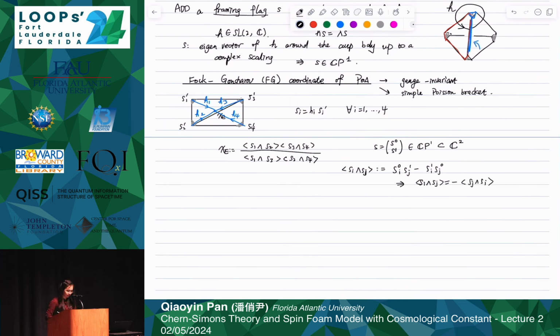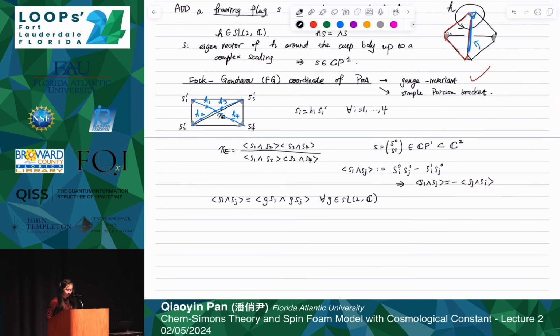And this inner product has a nice property. It's gauge invariant. So Si wedge Sj equals the inner product of Si parallel transported with g and Sj also parallel transported with g. Then they are the same for any g in SL2C. So if I use this inner product to define a coordinate, of course it's gauge invariant. So we see the first nice property.